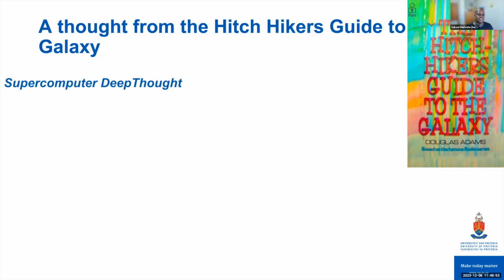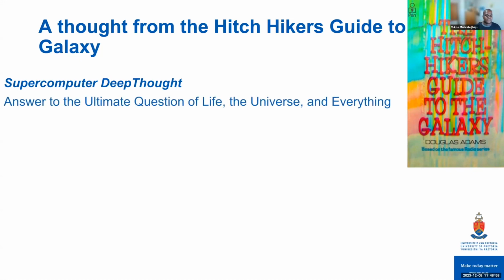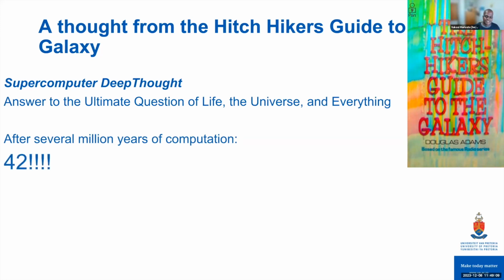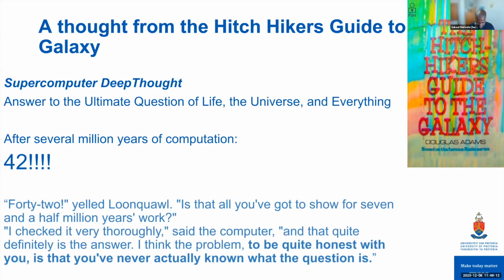We can, though, learn from parts of our past, in this case the Hitchhiker's Guide to the Galaxy, where someone asked a computer called Deep Thought: can you give the answer to the ultimate question of life, the universe, and everything? After several million years, the computer comes back and says the answer is 42. 42, yells one of the characters, is that all you have to show for 7.5 million years of work? And the machine responds, yes, I checked it very thoroughly, and that is definitely the answer. The problem, to be quite honest with you, is that you never knew what the question was.